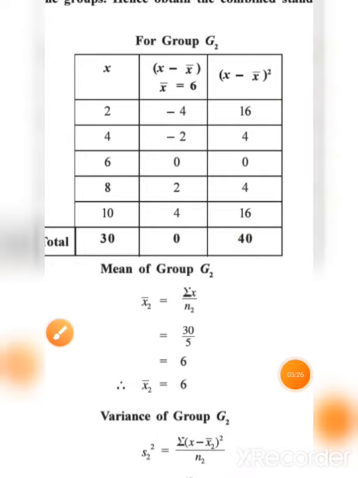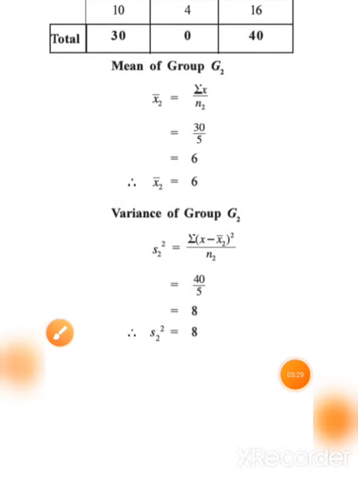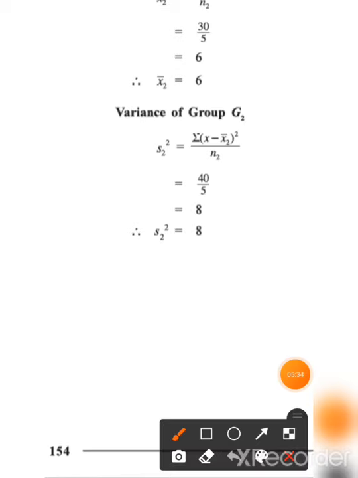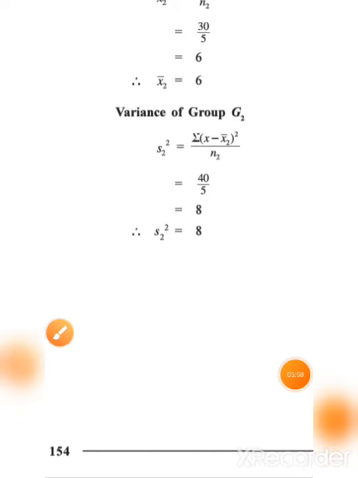Now we can find the variance for group 2, right? Again in the similar fashion we are going to find the variance for group 2. You would find over here variance for group 2, that is your s2 square, equal to sigma xi minus your x bar 2 whole square upon n2, right? From the above table you're going to have 40 divided by 5, that will give you 8. So for the second group also, you're getting your variance to be 8, right?